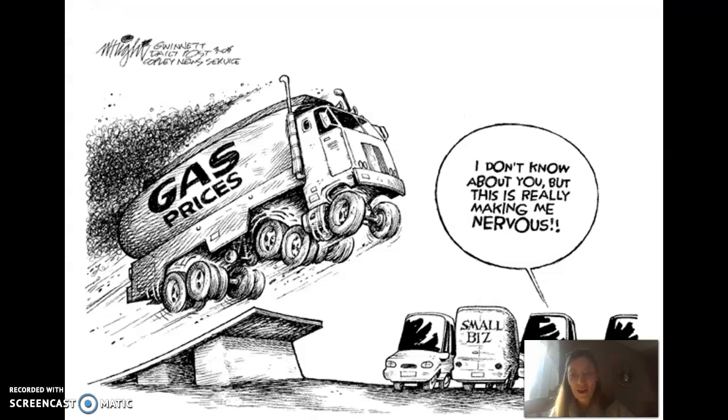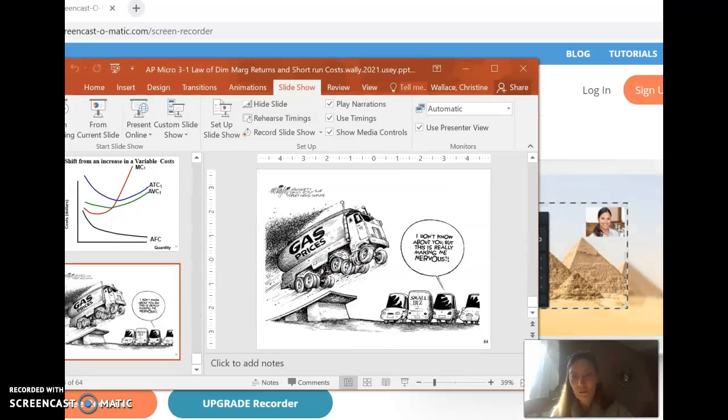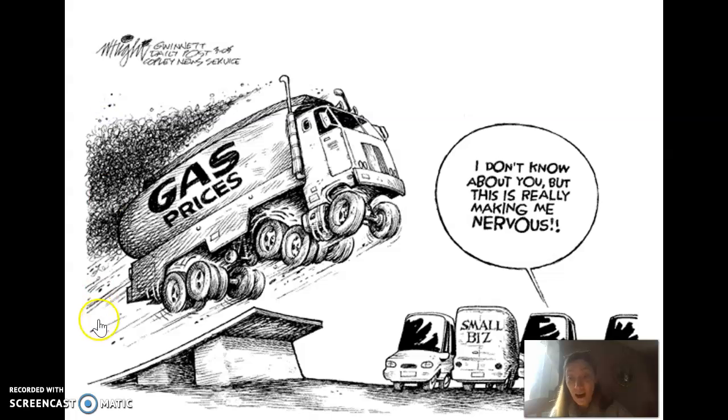That's the only thing that I'm going to introduce at this point. We'll spend some more time tomorrow looking at these shifts and practicing them, but I wanted to just introduce you to the idea of when a variable or a fixed cost changes, what we're talking about when we're talking about shifts, okay?